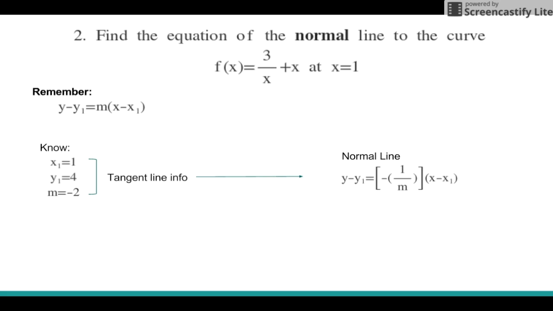We're going to end up plugging in all of these values, as you can see over here on this side, into the normal line point-slope equation. And we're going to end up getting y minus 4 equals 1/2 times x minus 1. Again, you can finish out this problem completely and get y equals 1/2 x plus 7/2, but that's not necessary for the AP exam.